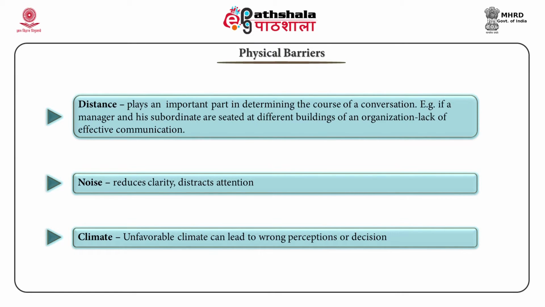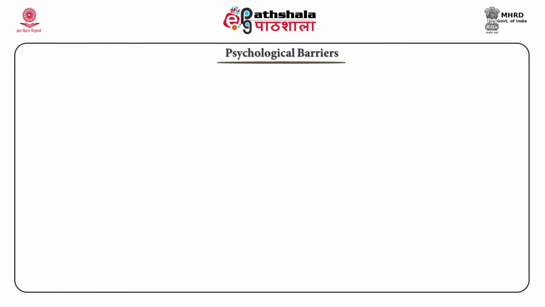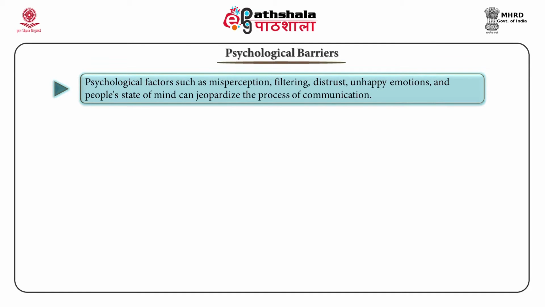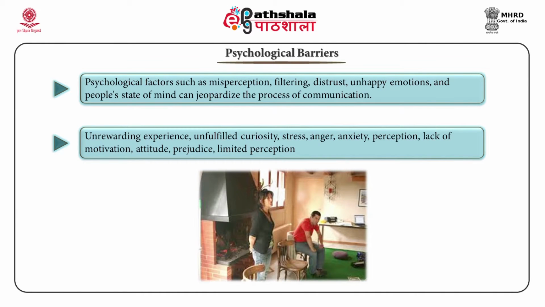Our next barrier to communication is the psychological barrier. Communication is often blocked by psychological problems. Psychological factors such as misperception, filtering, distrust, unhappy emotions, and people's state of mind can jeopardize the process of communication. Similarly, if someone has personal problems such as worries and stress about a chronic illness, it may impinge on his or her communication with others. Psychological factors like interest, attention, motivation, and concentration of both sender and receivers have an impact.